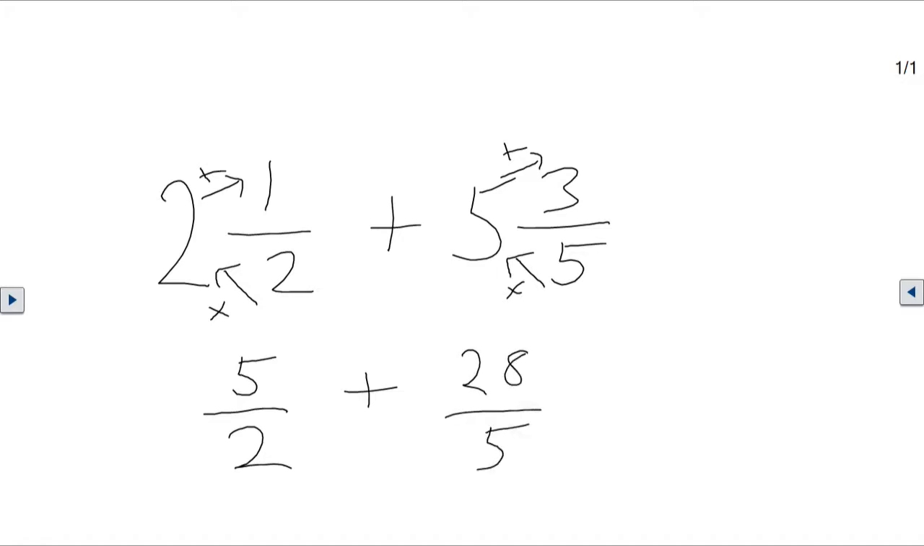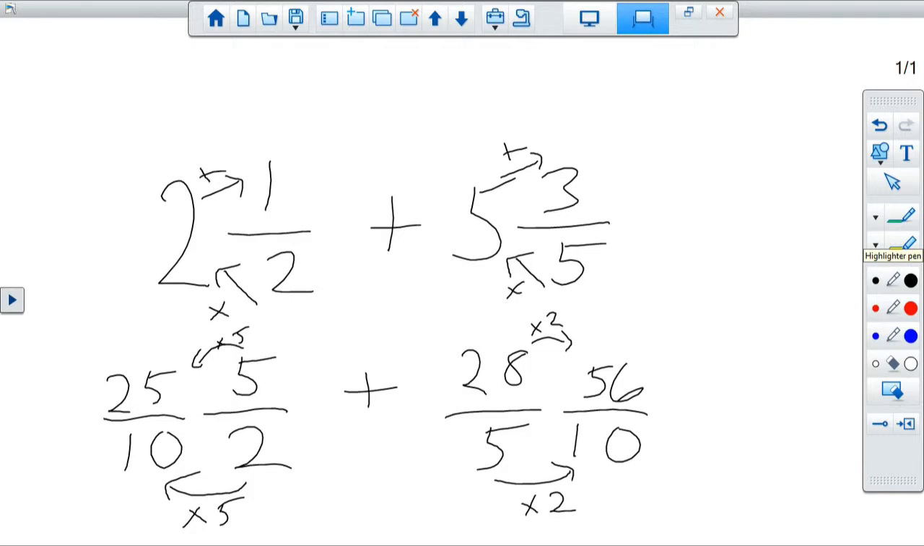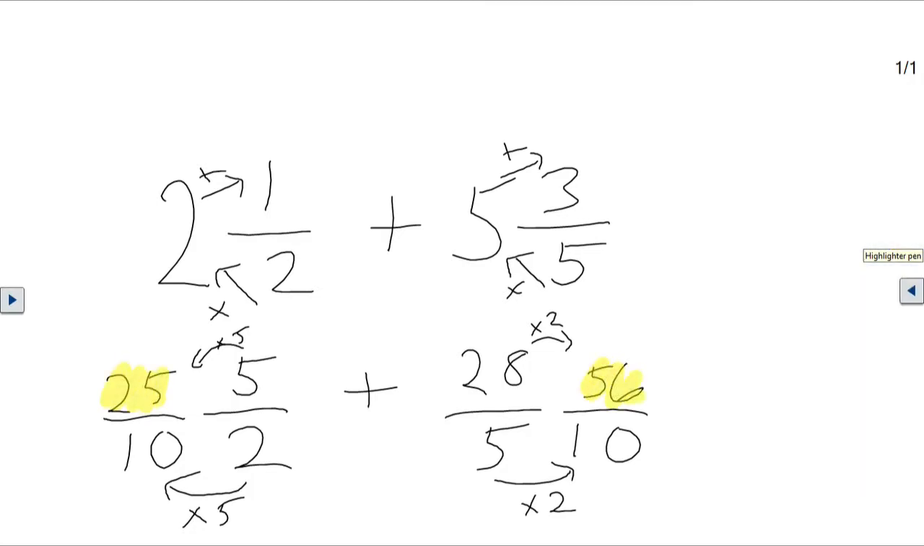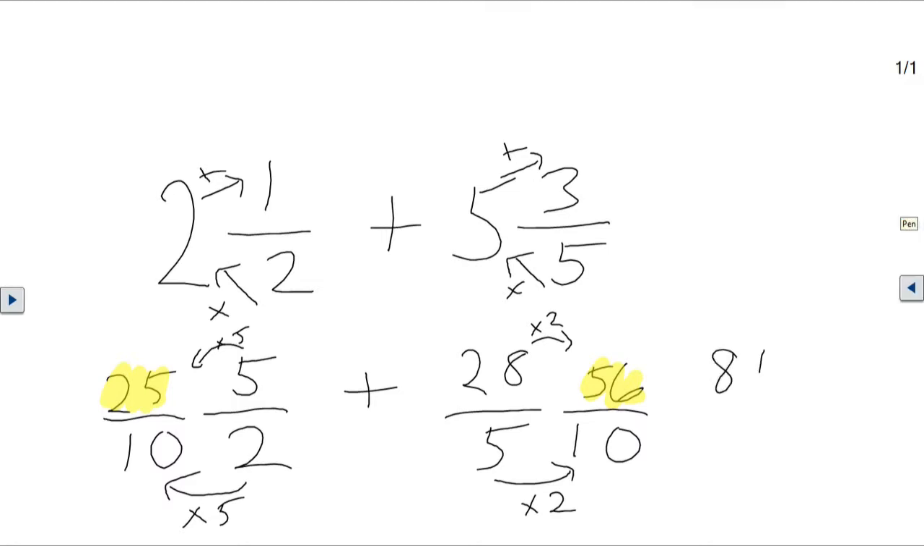Now again, we know our rule for adding is we have to get a common denominator. So we think 2 and 5. The least common multiple of 2 and 5 is going to be 10, so 10 becomes our common denominator. We multiply 2 times 5 to get 10, so 5 times 5 gets us 25, and that's times 2, so 28 times 2 gets us 56. Now I have my common denominators, and I want to add my 25 and my 56 together to get 81/10.